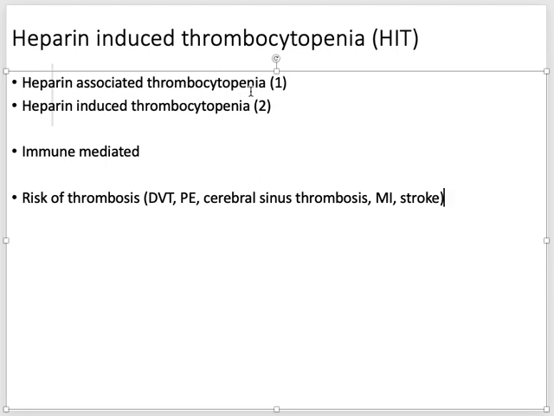So how can we diagnose this? Of course, the patient will have a history of receiving heparin just now. So what we can do is ELISA, to catch those antibodies. We can do ELISA in these patients, and basically it takes 5 to 15 days.